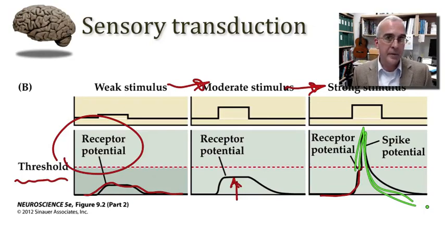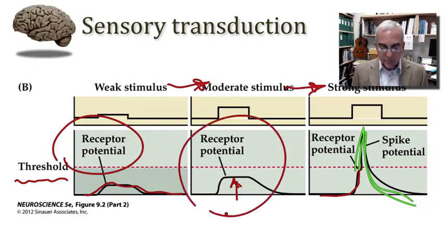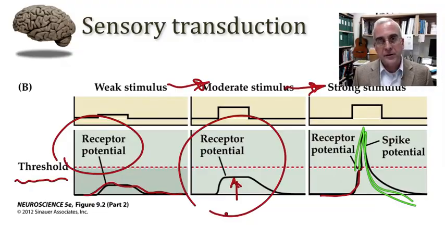Now, in the case of our subthreshold potential, our receptor potential that failed to elicit an action potential, we're never going to know about that contact through this sensory ending because there has been no action potential. There's been no signal transmitted into the central nervous system. That requires a receptor potential of significant amplitude to achieve threshold.